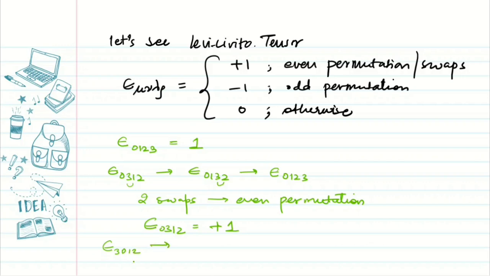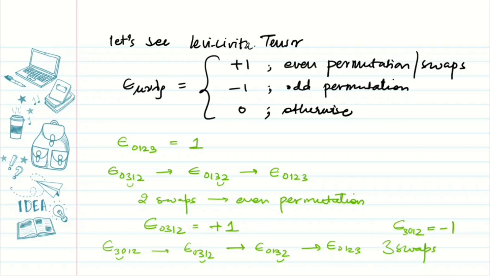Similarly, let's take another example, epsilon 3, 0, 1, 2. Let's see the value for this. We swap 0 and 3, this is the first swap, and then we swap 1 and 3, giving 0, 1, 3, 2, and then we swap these two, giving epsilon 0, 1, 2, 3. We need 3 swaps, an odd number of swaps, to get the indices in order. So epsilon 3, 0, 1, 2 will be -1. This is how we will use this function. So let's move to the dual EM field tensor.